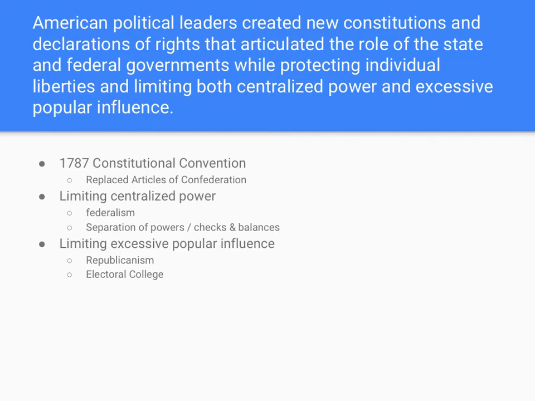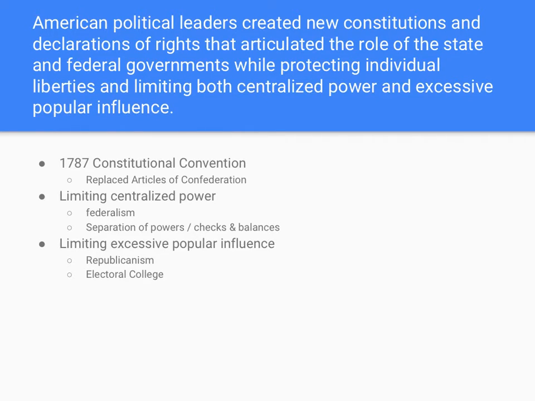So we'll look at how the Constitution did these things. At the 1787 Constitutional Convention, our political leaders created a government to replace the Articles of Confederation. Remember that the Articles of Confederation were too weak. They created a very weak central government that wasn't able to effectively manage the states.